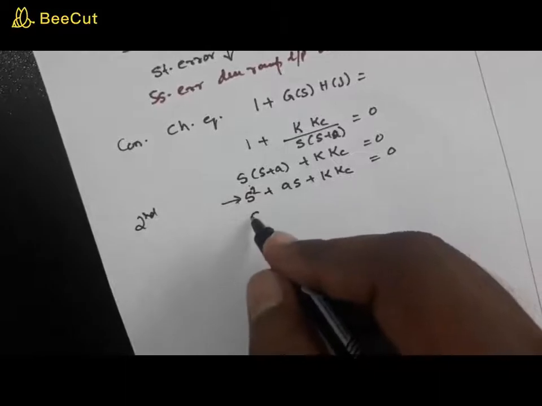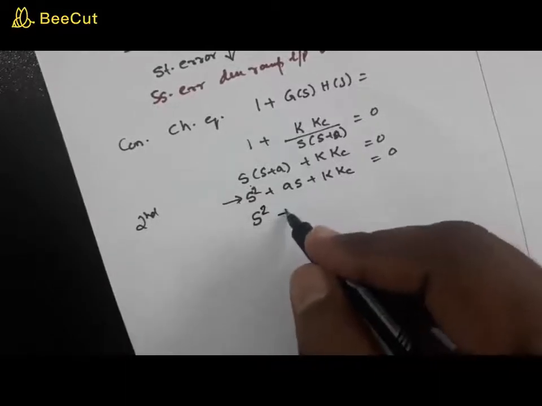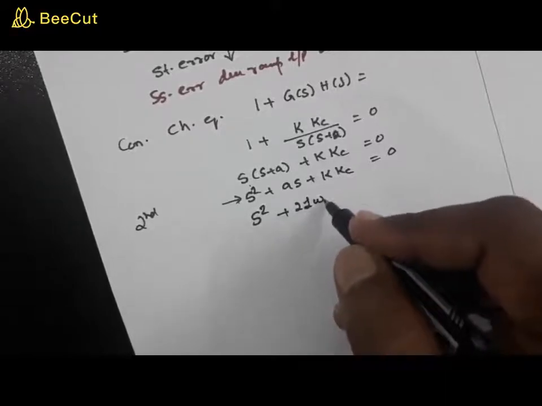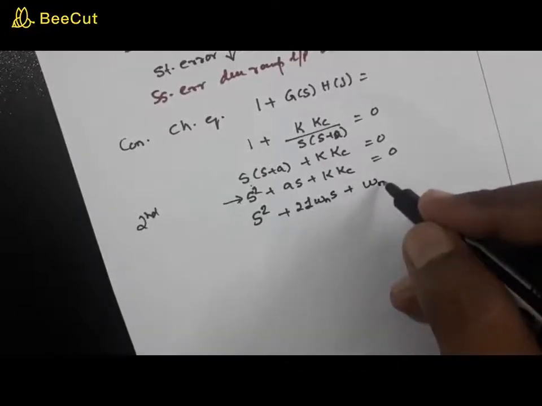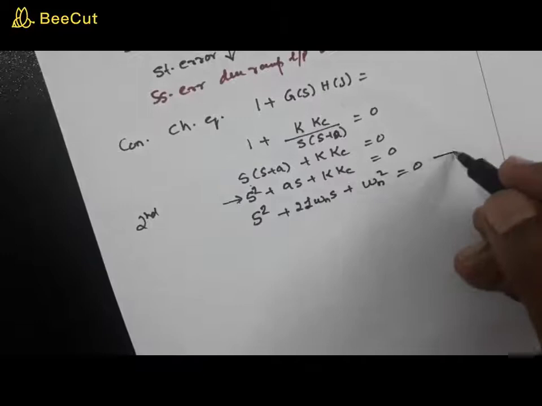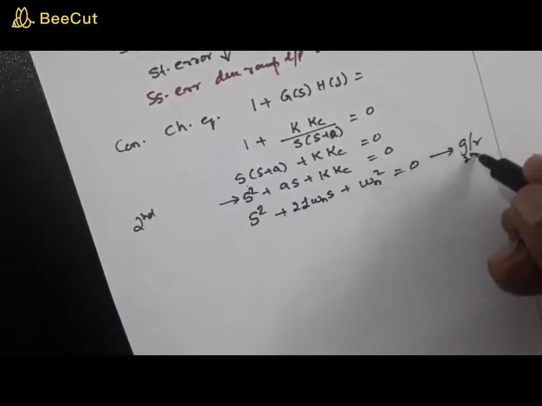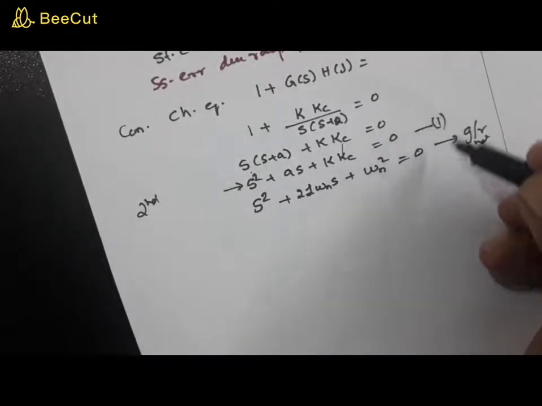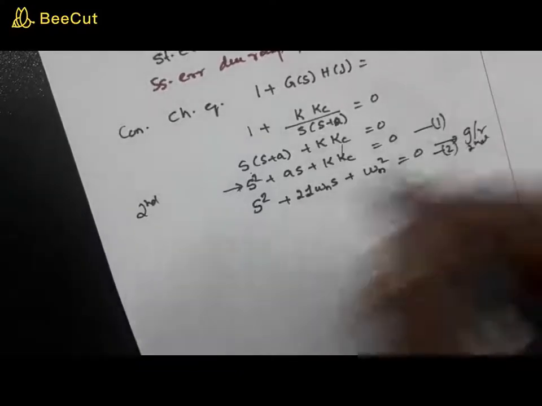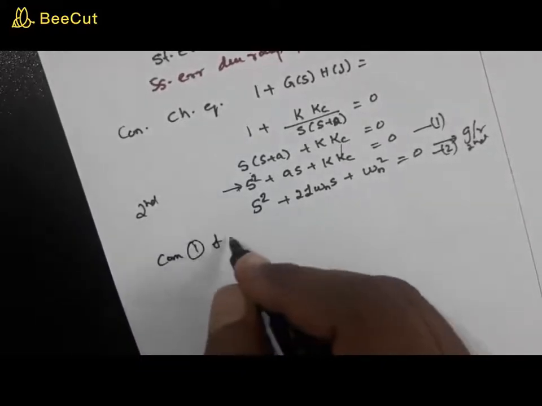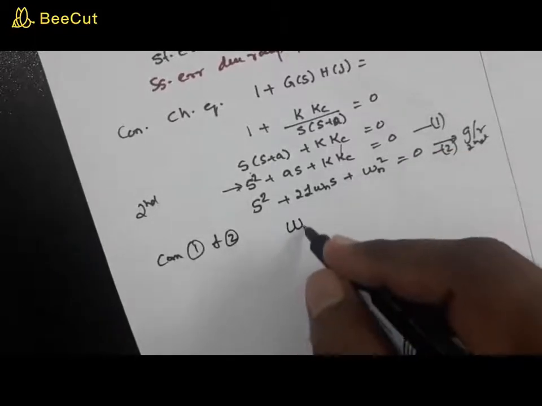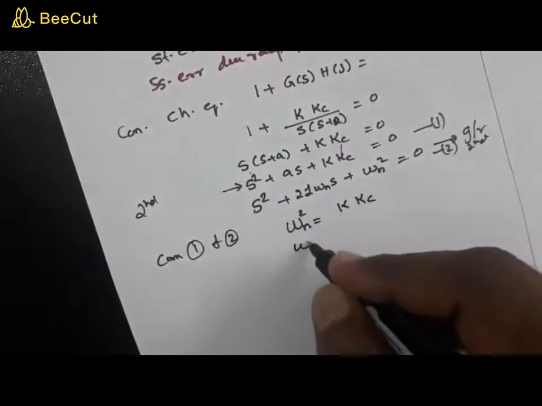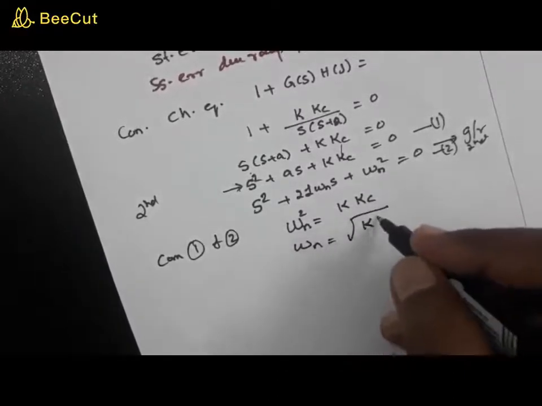So the general characteristic equation of a second order system is given by s square plus 2 zeta omega n s plus omega n square is equal to 0. This is the general second order system you have already studied in the second module. Now comparing these two equations, I call this equation 1 and this equation 2. Comparing 1 and 2, you'll get omega n square is equal to K times Kc, or omega n is equal to root of K into Kc.